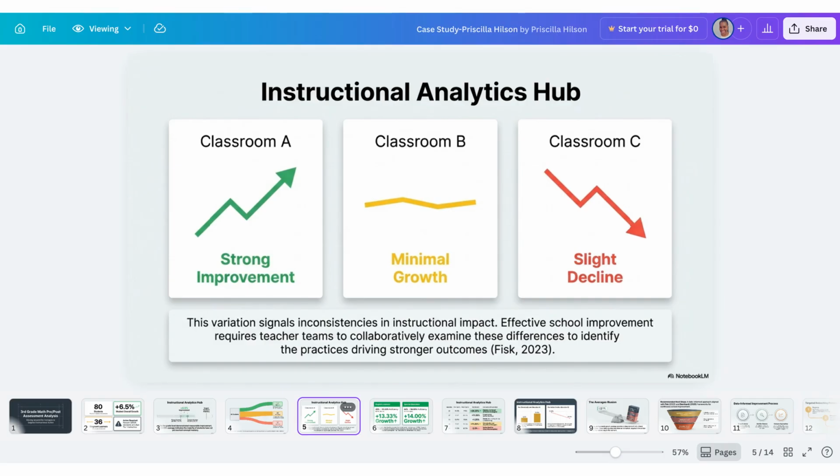So, continuing in this instructional analytics hub, this is a classroom variation. We see a stark variation in instructional impact across the classrooms. Here in classroom A, they showed strong improvement, while classroom B had minimum growth. Classroom C experienced a slight decline. And per FIS 2023, effective school improvement requires teacher teams to collaboratively examine the differences to identify the practices driving the stronger outcomes in classroom A.